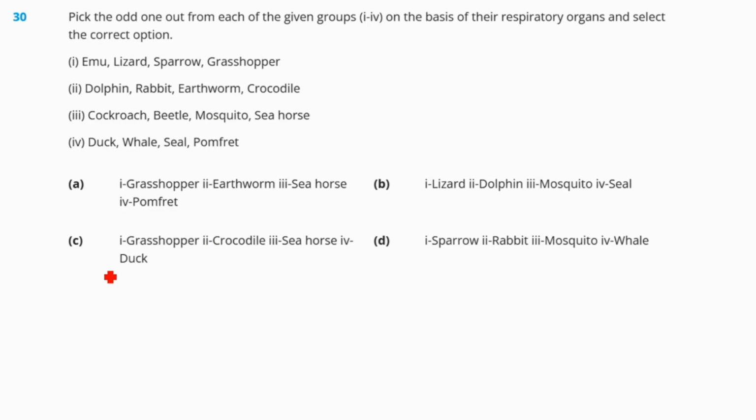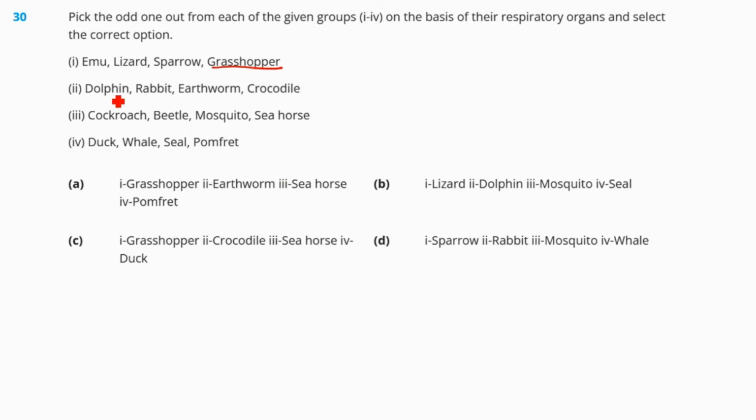Question number 13. Pick the odd one out from each of the given groups, 1 to 4, on the basis of the respiratory organs and select the correct option. So we have to find out the correct option. First is emu, lizard, sparrow, and grasshopper. Second is dolphin, rabbit, earthworm, and crocodile. Third one is cockroach, beetle, mosquito, and seahorse. And the fourth one is duck, whale, seal, and pomfret. So here from this one, you can understand that grasshopper is the odd one here.